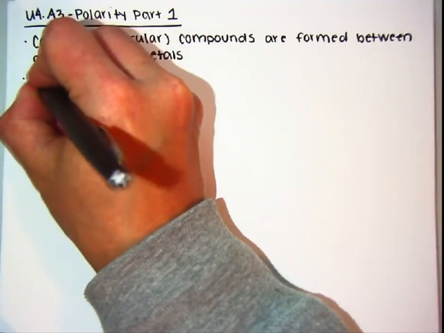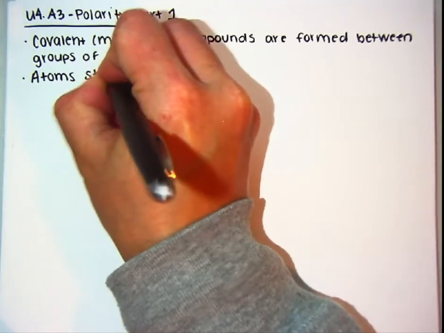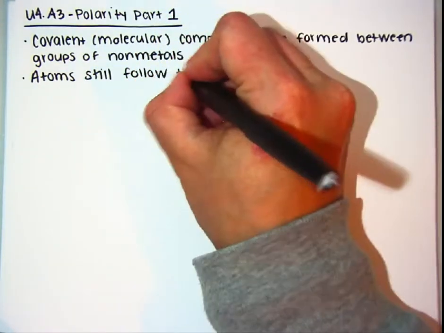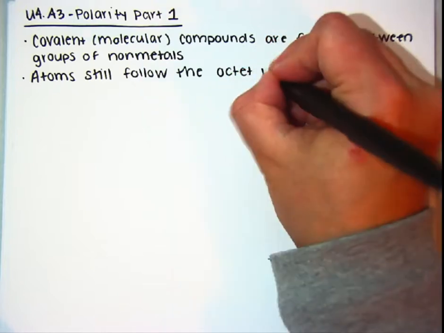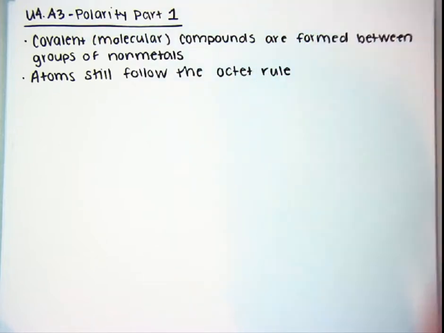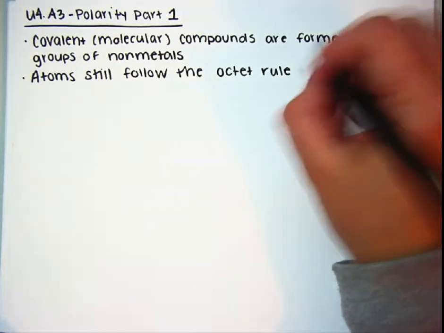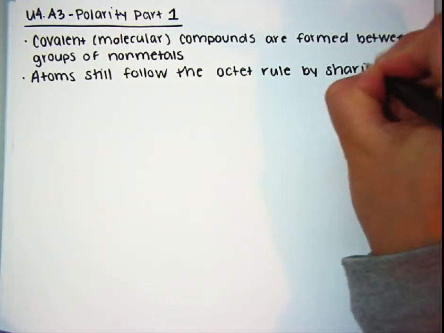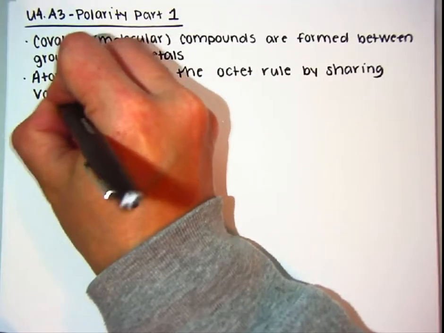We know that atoms still follow the octet rule, but they do it a little differently. Atoms follow the octet rule by sharing valence electrons.